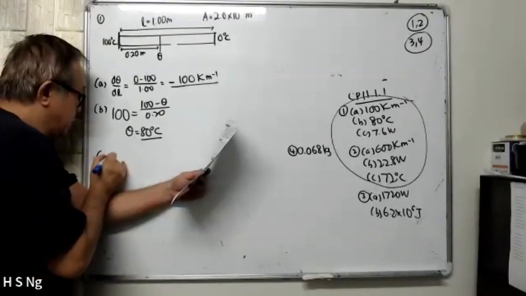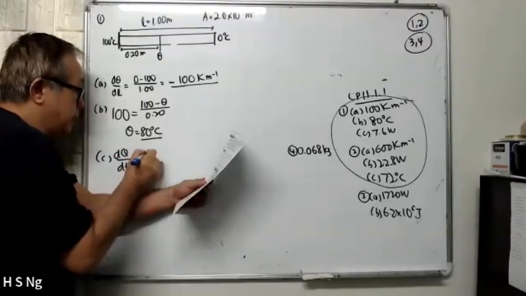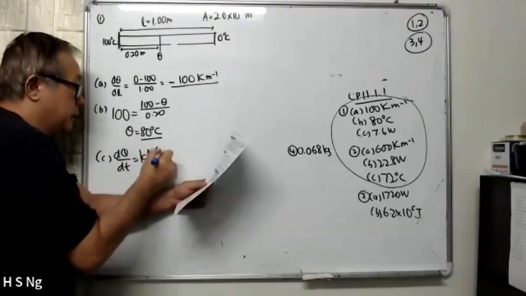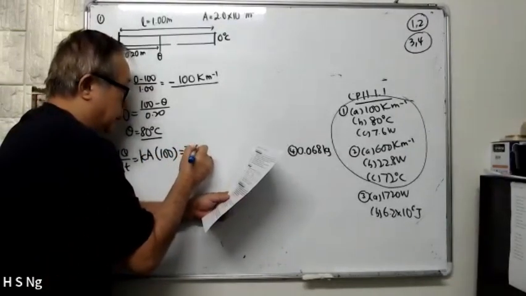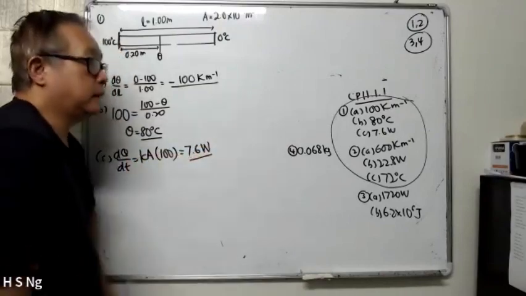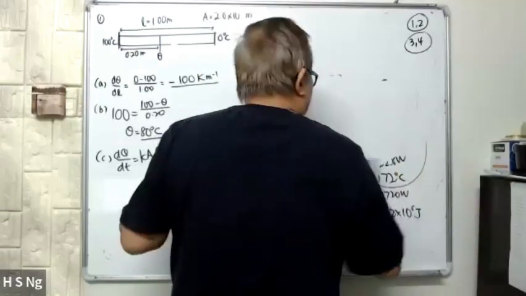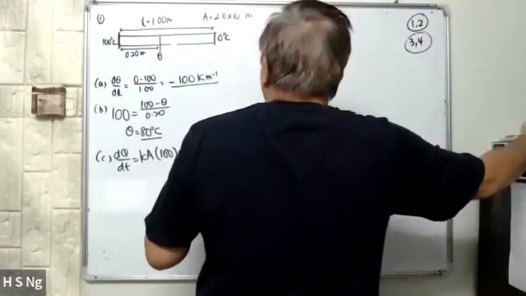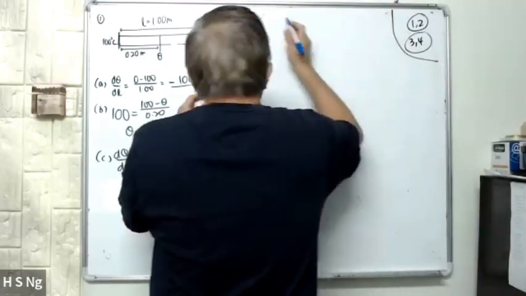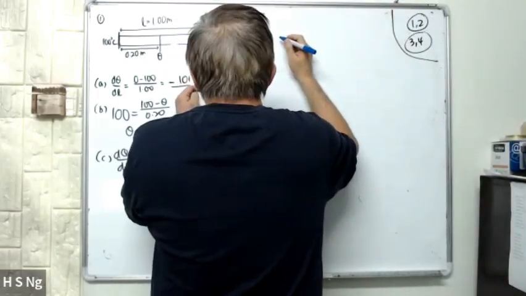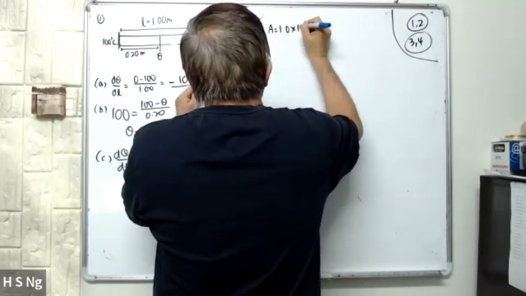We have heat conduction. Just take your K, A, and multiply by 100. Right? So now you know how to use it. It'll be easy. So area 1 centimeter square.